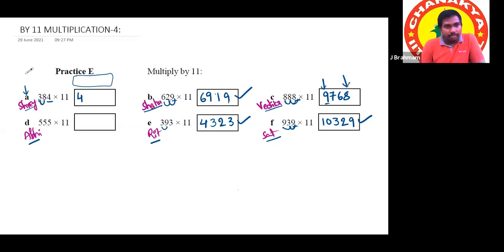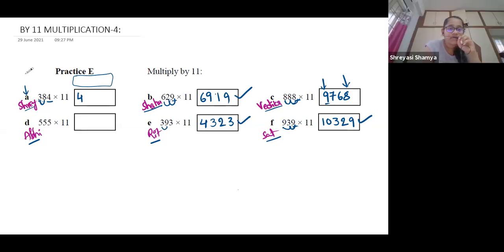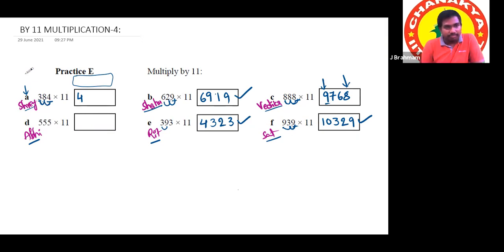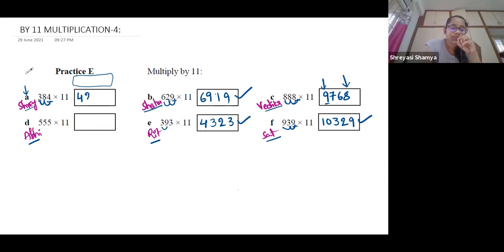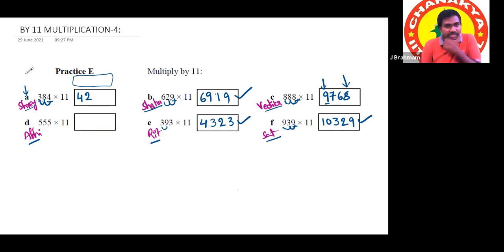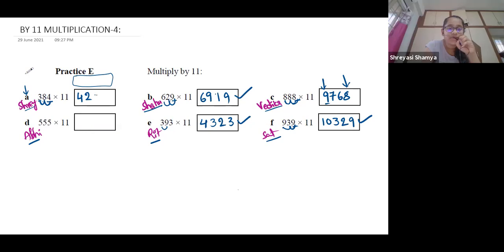3 plus 8, the end number: 8 plus 3 is 11. So the end number is 1, and 1 will be the next carry over. So it will be 2. Okay, very good. Then 8 plus 4 is 12, so the end number is 2. And lastly, 4 as it is.